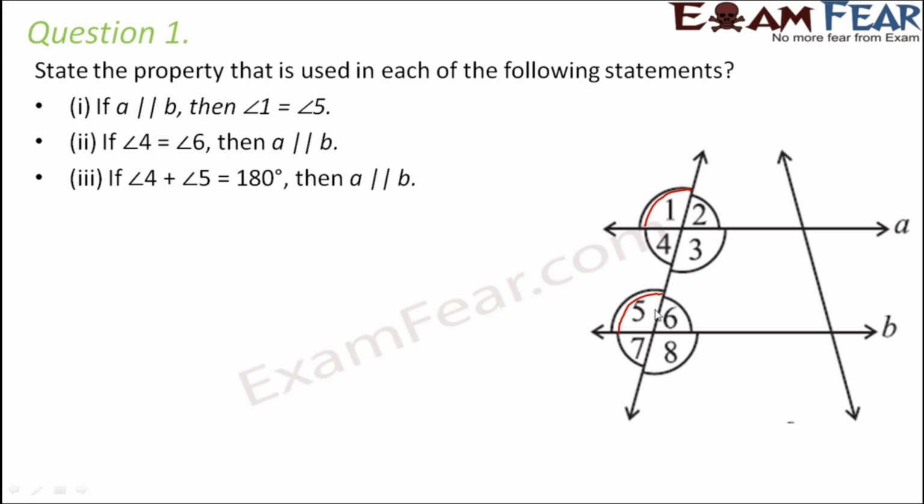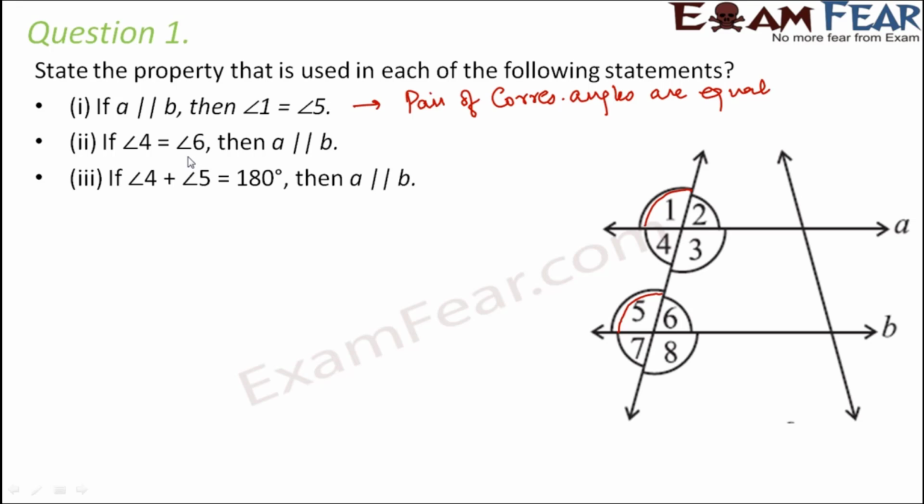Why are these two angles equal? Because they are corresponding angles. So the first property would be: pair of corresponding angles are equal.